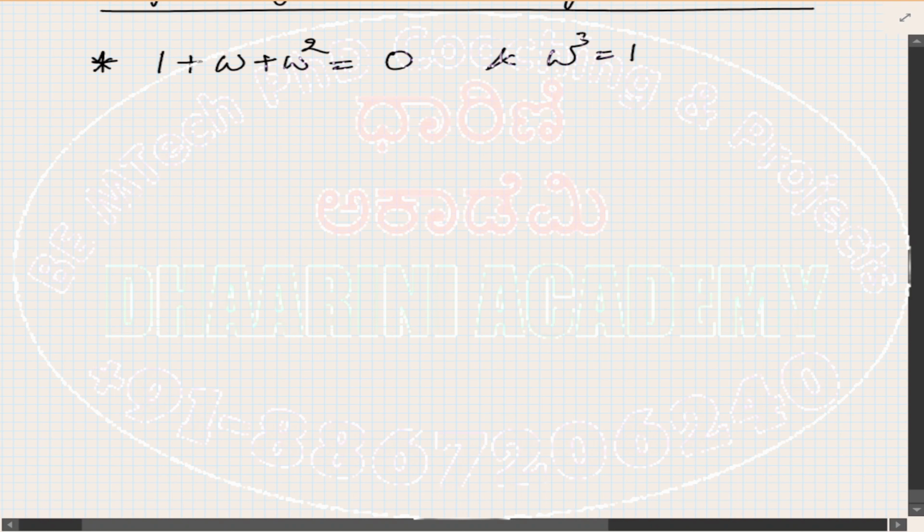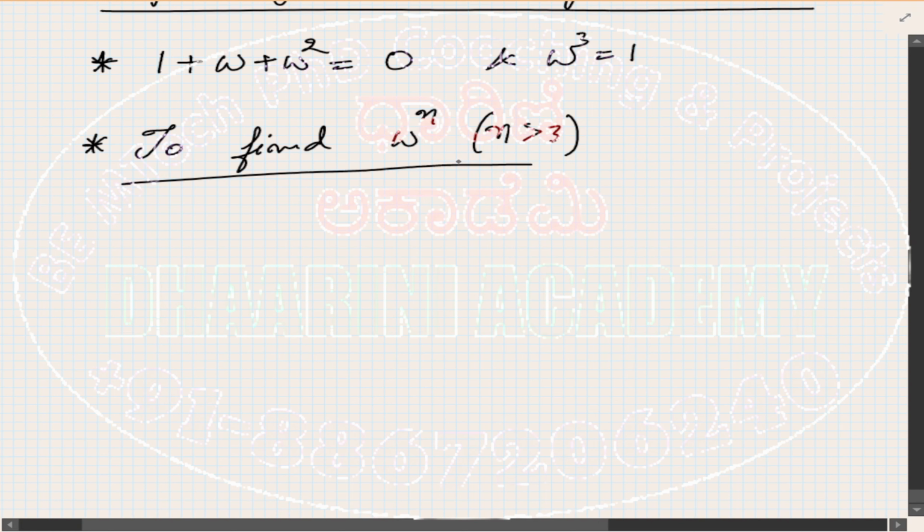Right. Now the next one is to find omega to the power n for any value of n such that n is greater than 3. In general we are going to perform the modulo operation. So you write omega power n and divide that power n by 3. Say n is 23, divide this 23 by 3, and you get a quotient q over there. So I get 3q, and let's say that we have a remainder.